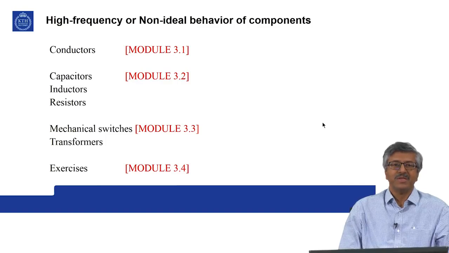So we have an idealized version of these components in our mind, but we can see that these components are not behaving as we think they would under high frequencies. When the frequency is increasing, a lot of things are changing in the behavior of conductors and capacitors, inductors and resistors, or switches or transformers. We will look into those.